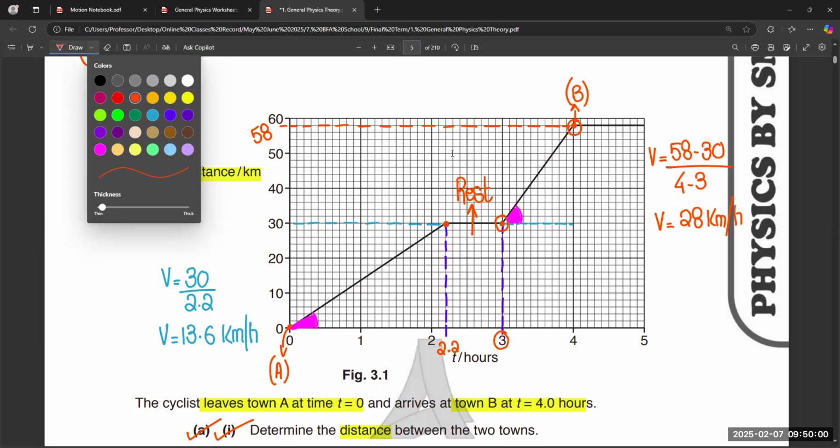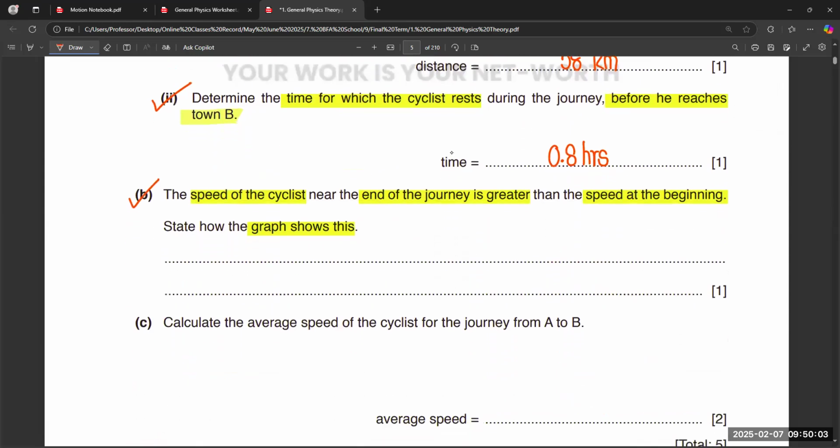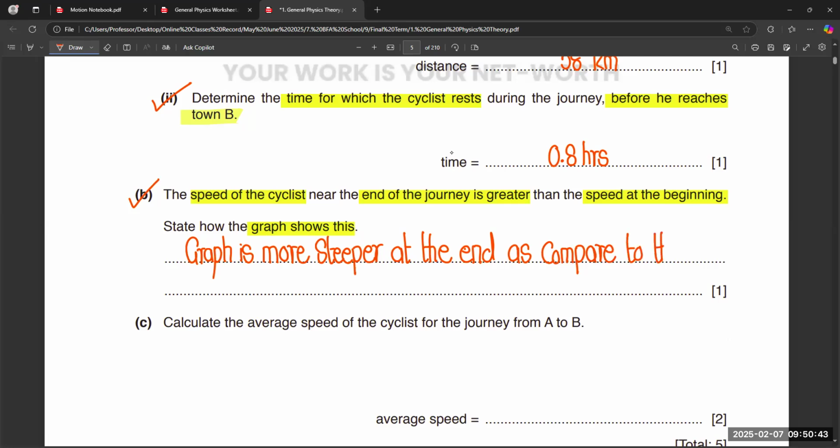So the simple answer for this type of question is that the graph is more steeper at the end as compared to the start.